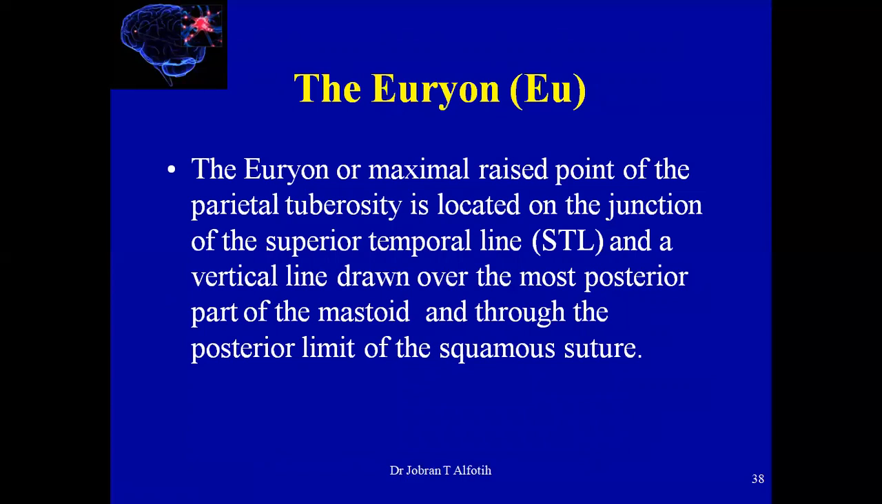So we come to what is called the Asterion. The Asterion, or the maximal raised point of the parietal tuberosity, is located at the junction of the superior temporal line and the vertical line drawn over the most posterior part of the mastoid and through the posterior limit of the squamous suture.